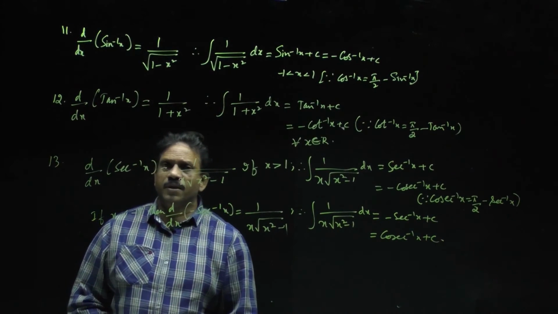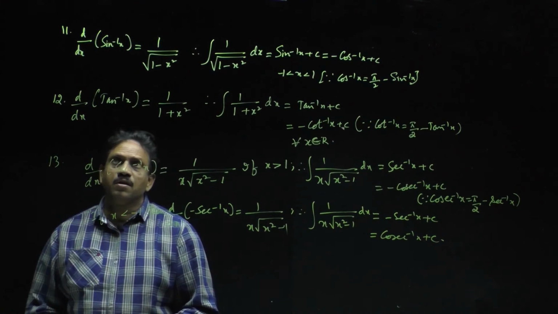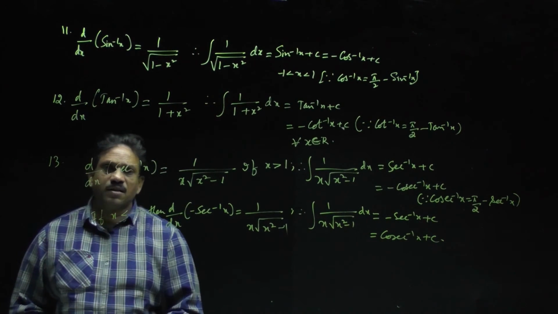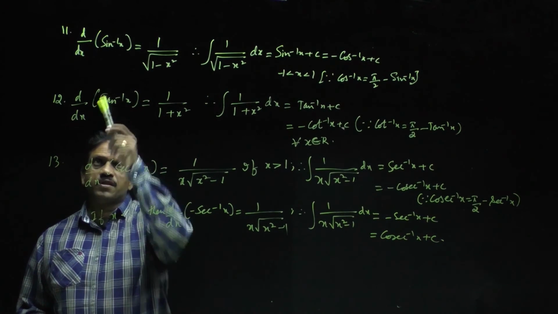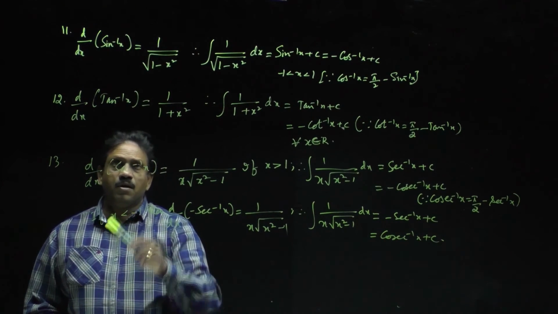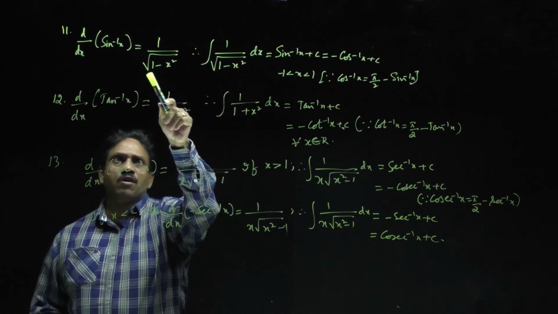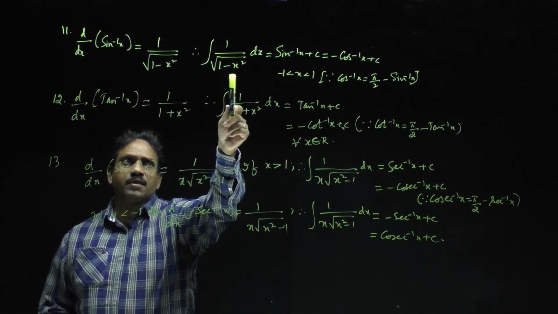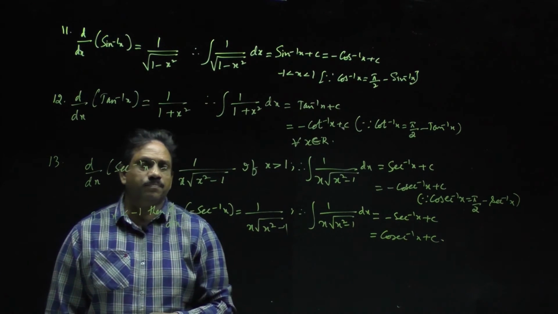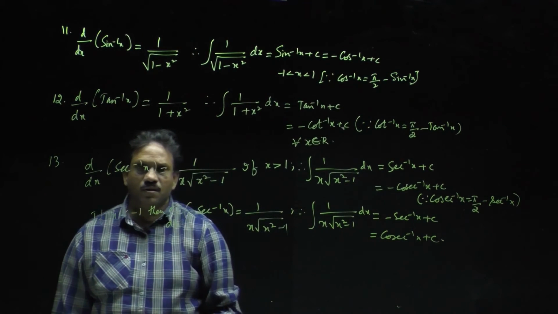Coming to the next result, about the derivatives of inverse trigonometric functions. You know the derivative of inverse trigonometric functions from differential calculus. The derivative of sine inverse x is 1 by root of 1 minus x square. Now I want the integration of 1 upon root of 1 minus x square dx, which is nothing but sine inverse x plus c, or I can write minus cos inverse x plus c.